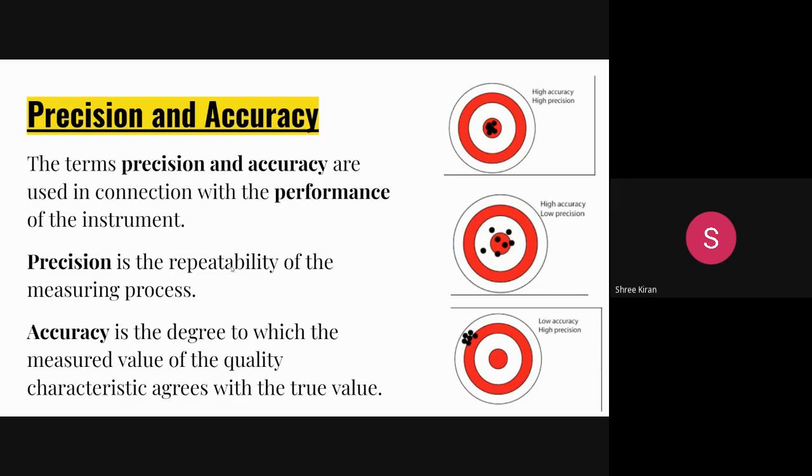We should calibrate. We have to calibrate. Only then the instrument will have the fine tuning where it is required, and it will be serving the purpose. This is what happens. Then in the case of precision, it is repeatability.